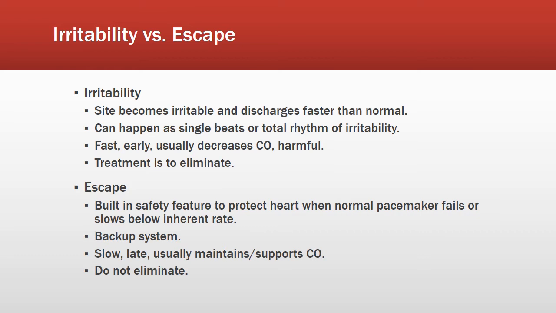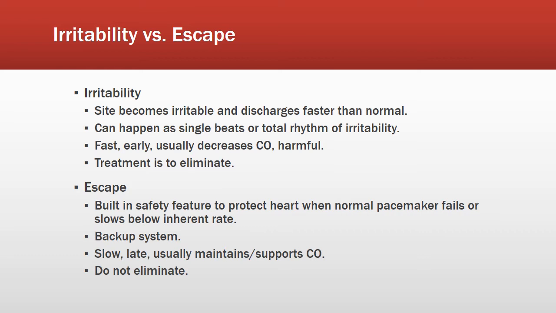And we want to give the stopper drugs to irritable rhythms, especially if your patient is symptomatic. We also have escape, which is a built-in safety feature to protect the heart in case the normal pacemaker fails or slows below its inherent rate. The site with the highest rate will assume the pacemaker role in the absence of a higher rate. For example, if the SA node discharges at a rate of 40 beats per minute and the AV node discharges at a rate of 60 beats per minute, the AV node will become the pacemaker in the absence of the faster SA node. This is a rescue mechanism to maintain electrical current or a backup.